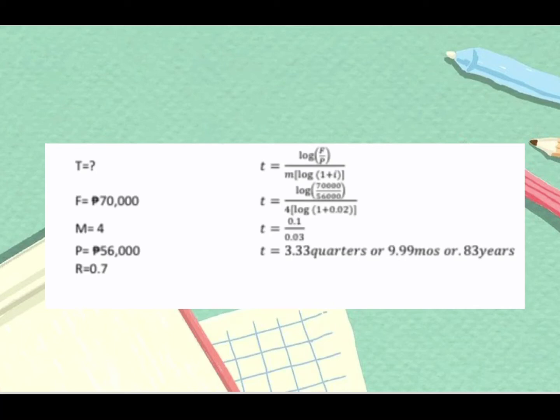T equals log (F over P) over M log (1 plus i). T equals log (70,000 over 56,000) over 4 log (1 plus 0.07 over 4). T equals 0.1 over 0.03. Find the answer. T equals 3.33 quarters or 9.99 months or 83 years.